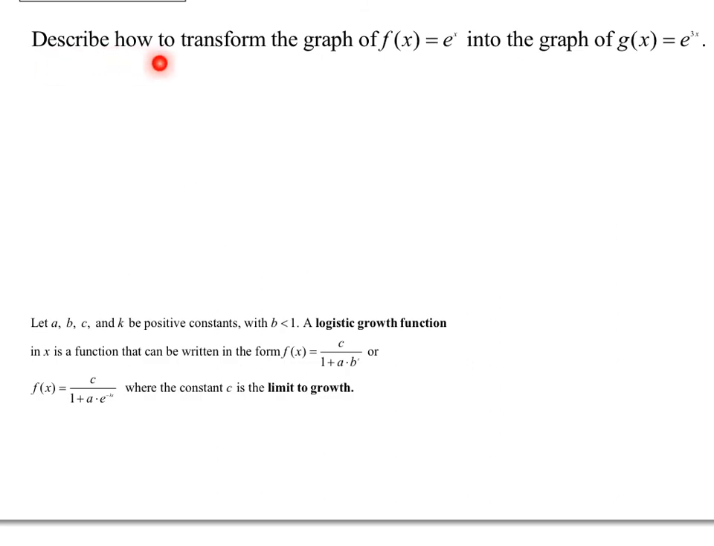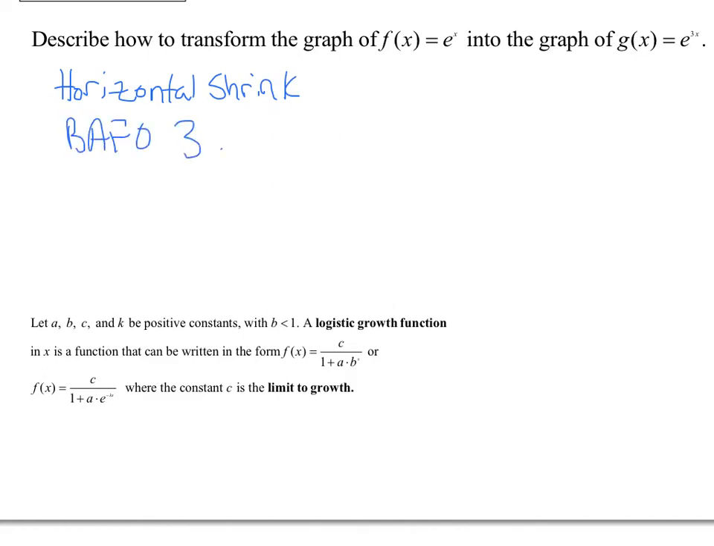This says, describe how to transform the graph f(x) equals e to the x into the graph of g(x) equals e to the 3x. Okay, so 3. So that means, remember now, these ones are always the opposite of what you think, because you want to say it's a horizontal stretch, but it's a horizontal shrink by a factor of 3.